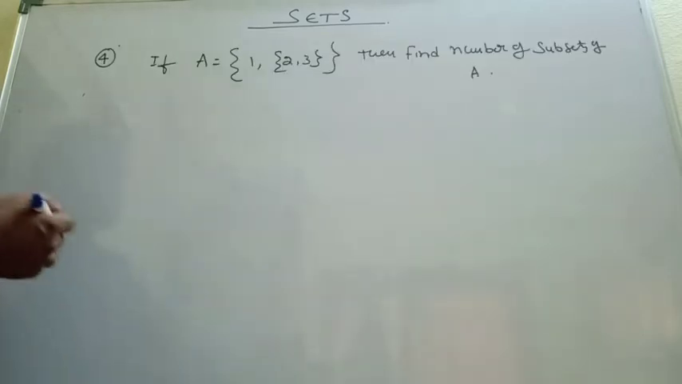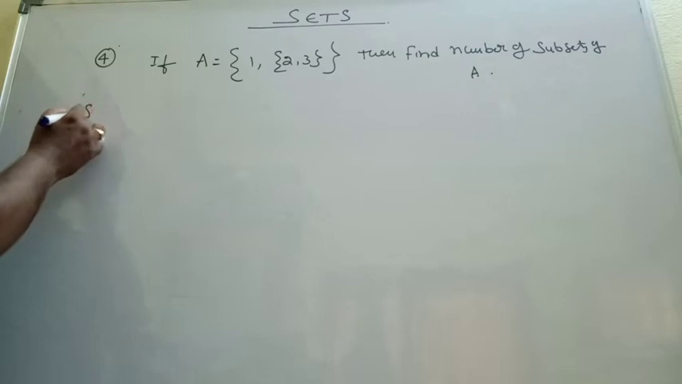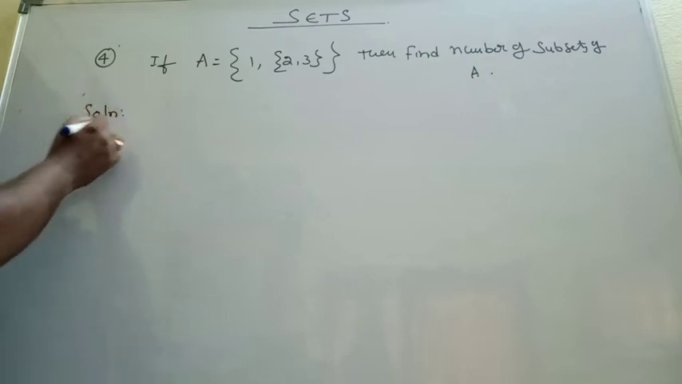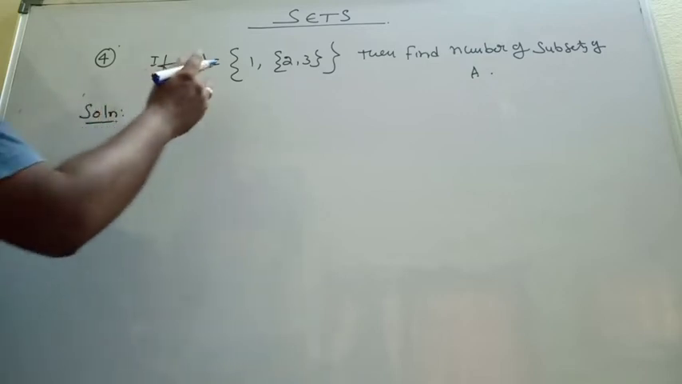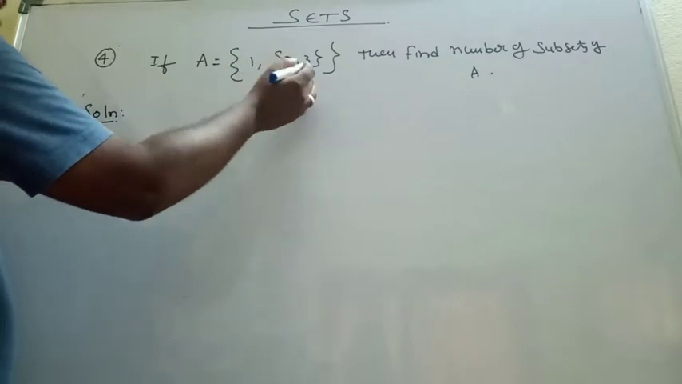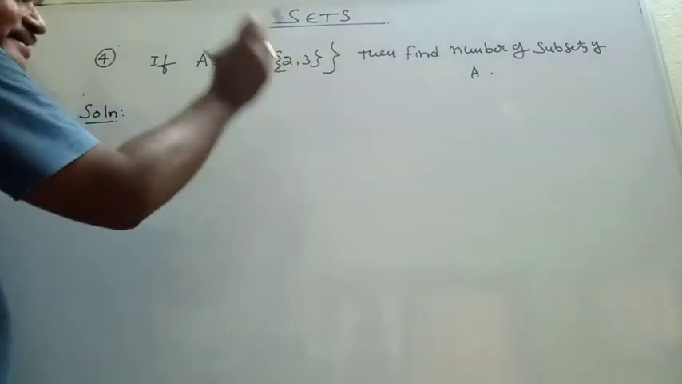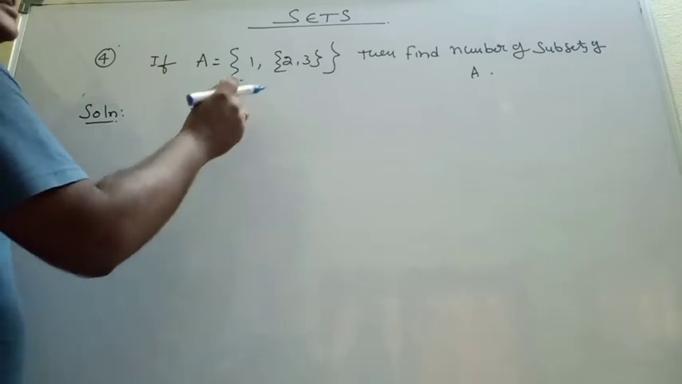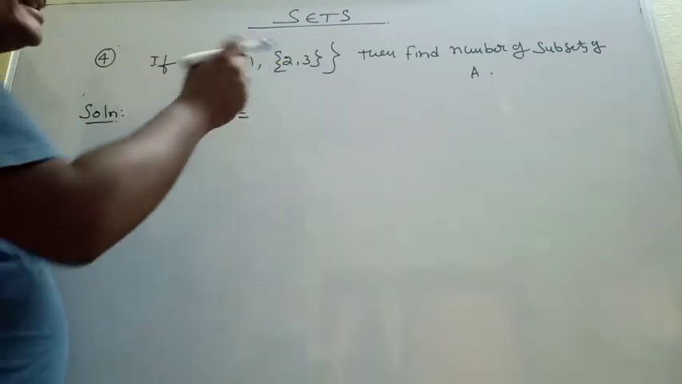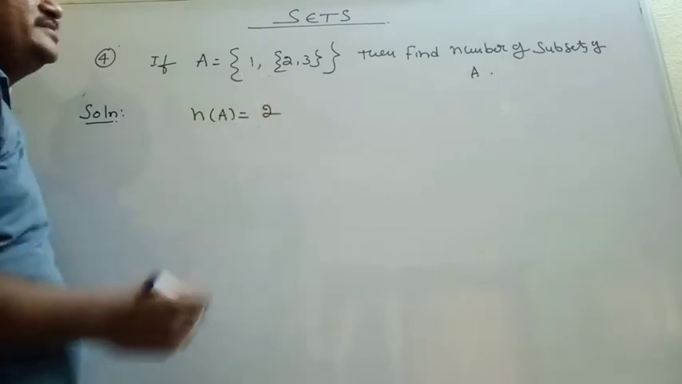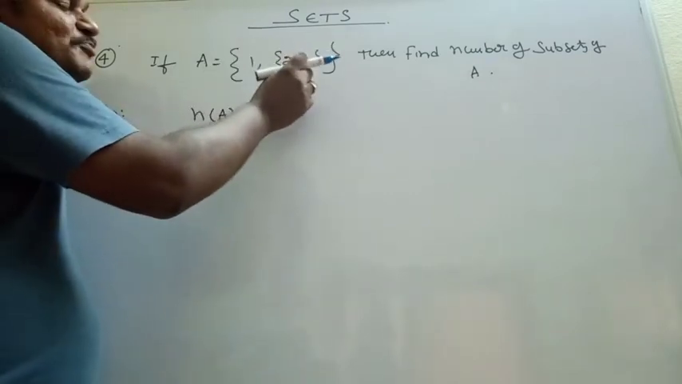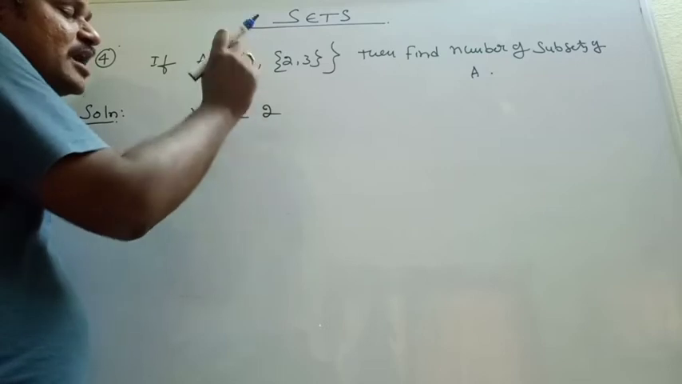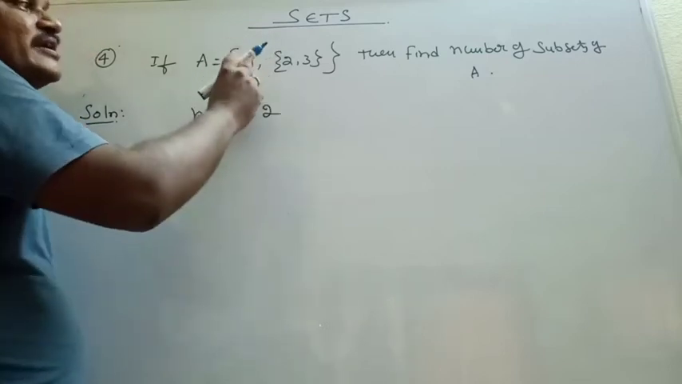Now see this another beautiful problem. Some students will get confused; that's why I have taken this problem for explanation. Here set A equals {1, {2, 3}}, so another set itself is an element in this particular set. Therefore, some students will confuse the number of elements in A as 3, but it is actually 2 only, because {2, 3} itself is one element of that set. That's why you will have 2: this is one element, this is another element.